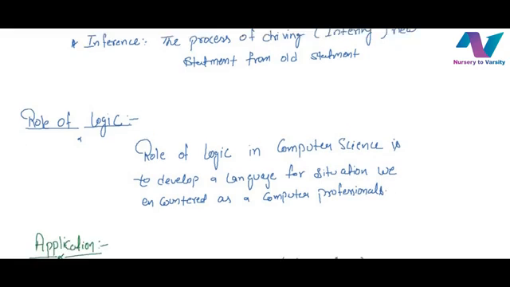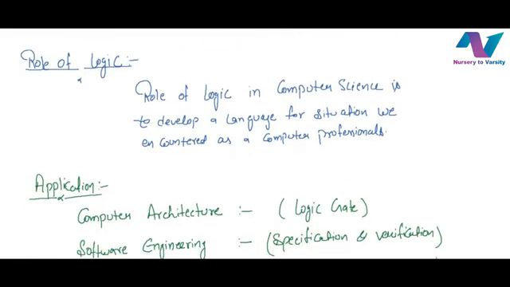Now if we move towards the role of logic in our life, from the computer professional perspective, logic is used to develop a language for situations we encounter in our day-to-day life, that is, formal languages. Formal languages are needed because logicians failed to express their thoughts in natural language. Formal languages consist mainly of two types: one is propositional logic and the second is predicate logic. We will discuss propositional logic and predicate logic in our next lectures.